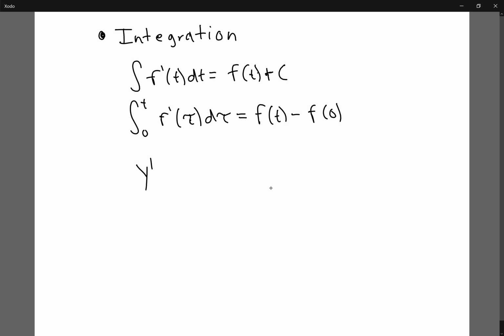So suppose we have the equation y prime equals e to the t. That's a differential equation. We don't know y directly, but we do know something about its derivatives. And if we wanted to find y, we could then integrate both sides. I will use the second formula, the integral from 0 to t of y prime of tau d tau. So if I apply an integral to the left side, I'd better apply an integral to the right.